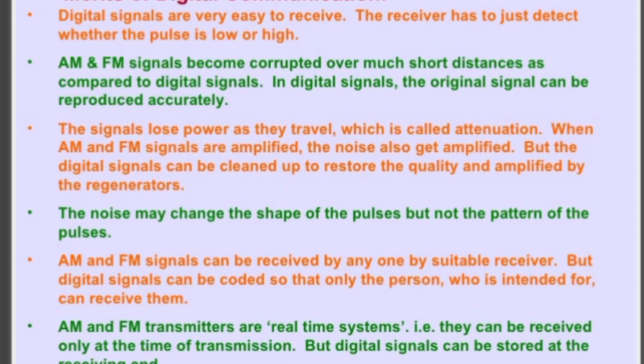Whereas frequency modulation and amplitude modulation signals can be received by any suitable receiver, digital signals can be coded so that only the person for whom they are intended can receive them. Based on this theory only, the digital forms are working, because for the movie or picture that is to be transferred, only if you know the decoding can you obtain it.